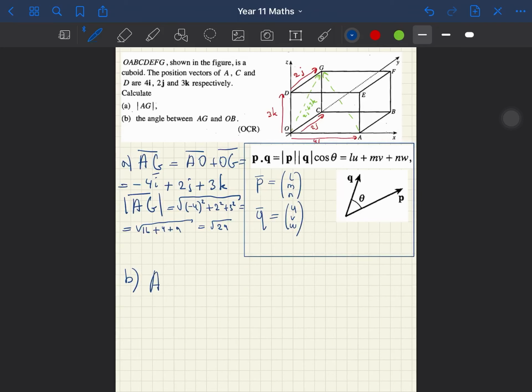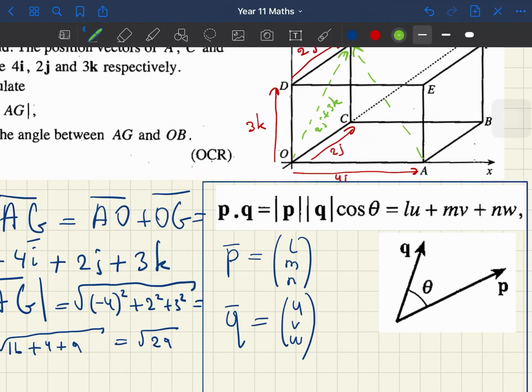HE is minus 4, 2, 3, like this. Yeah. And what else? OB. Can we find OB? Yes, we can find OB quite easily.